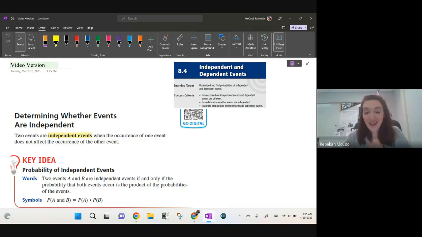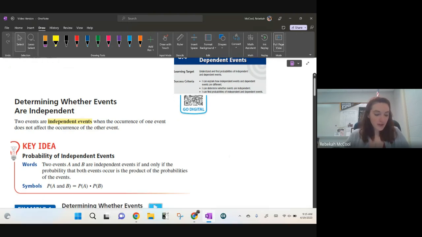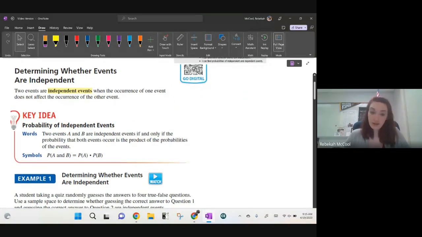In this video, we're going to look at independent versus not independent, or dependent, events. So first we have to determine whether events are independent or not. Two events are independent events when the occurrence of one event does not affect the occurrence of another event.